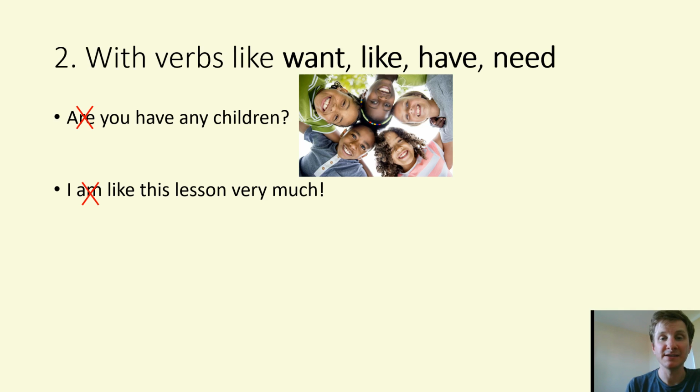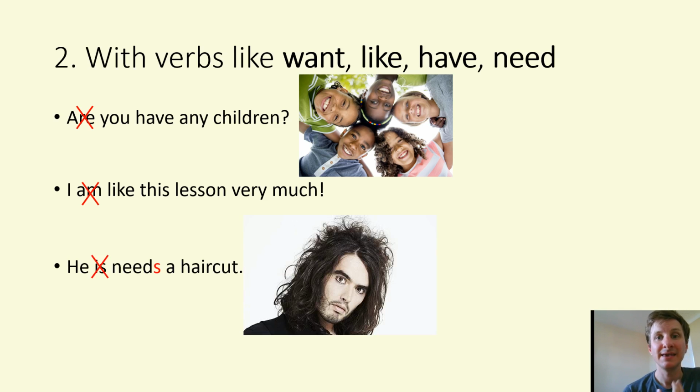I am like this lesson very much is wrong. With verbs like, don't use the be verb. Just say, I like this lesson very much. He is need a haircut is wrong. It should be, he needs a haircut. We don't use the be verb with these other words, want, like, have, and need.